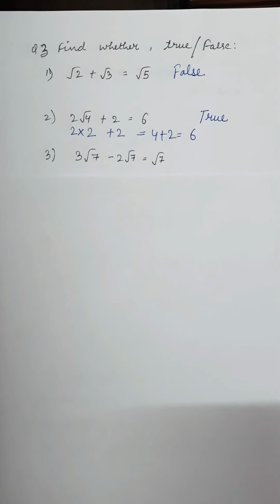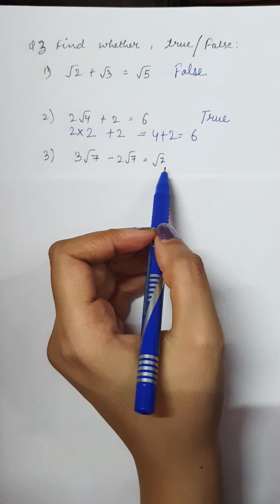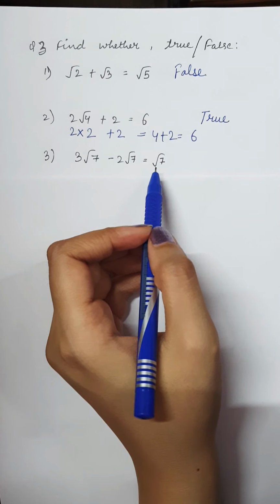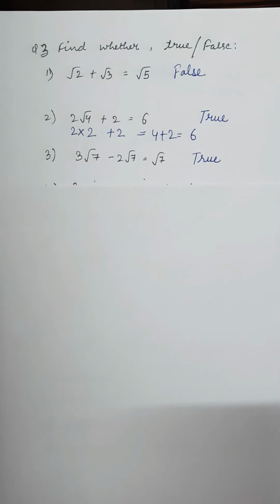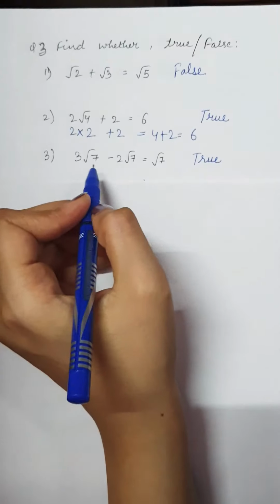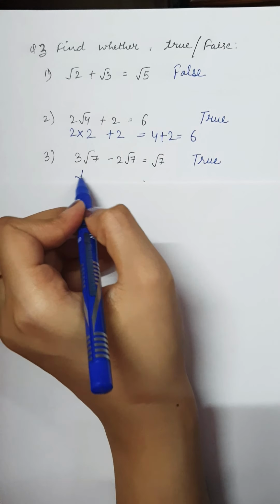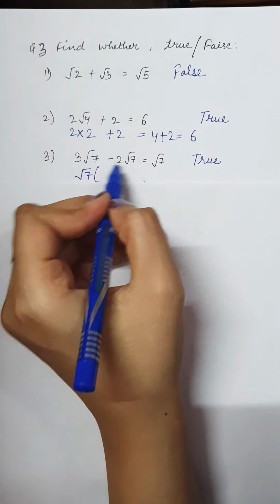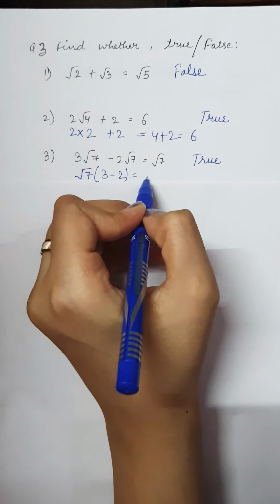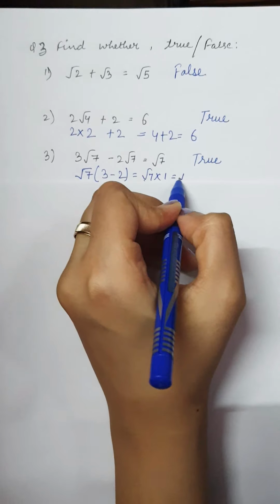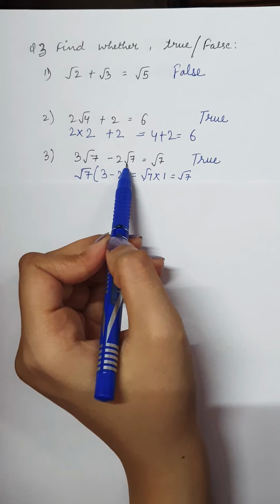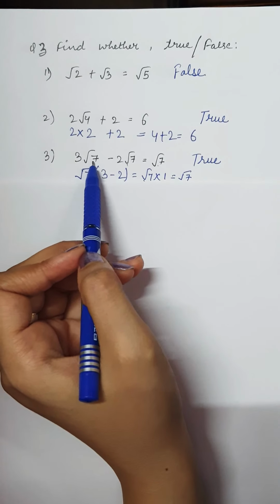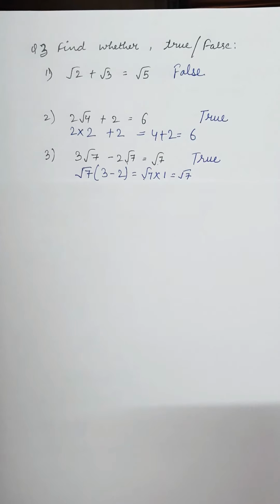Now check this. 3 root 7 minus 2 root 7 is equal to root 7. Yes, it is true. Why? You can treat them as like terms, or you can take root 7 common from here. So 3 minus 2, root 7 into 1, root 7. Or treat them as like terms: 3x minus 2x will be equal to 1x, where root 7 is x. So this is true.